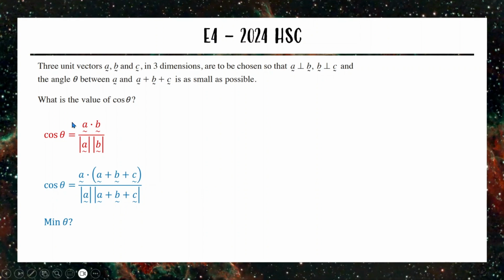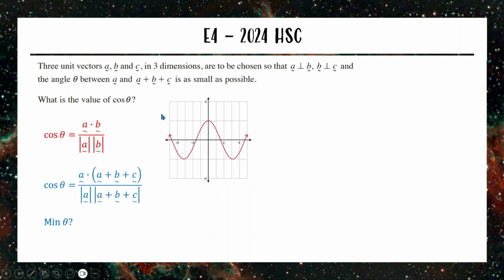Because we're trying to find when the angle theta between these two vectors is as small as possible. So what happens to cos theta when your angle is really small? Let's take a look at the graph. As your angle goes closer and closer to 0, you can see cos gets closer and closer towards its maximum value, which is equal to 1.